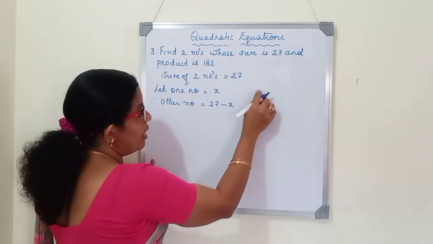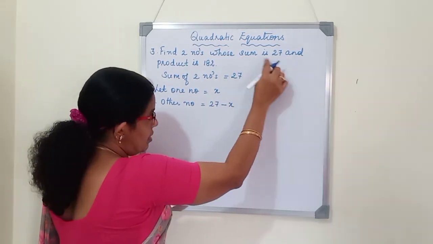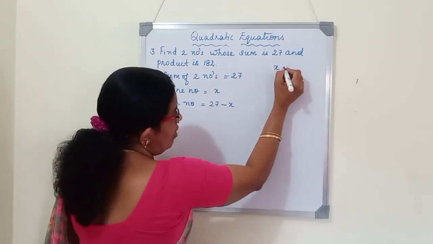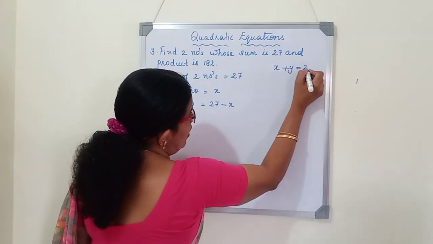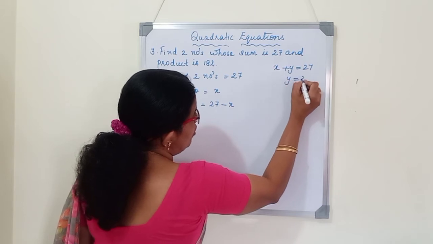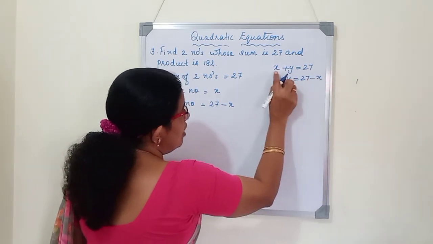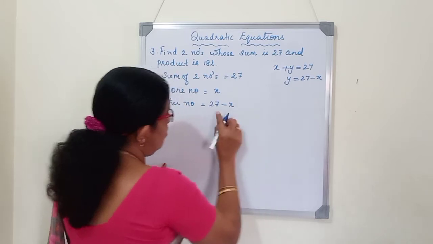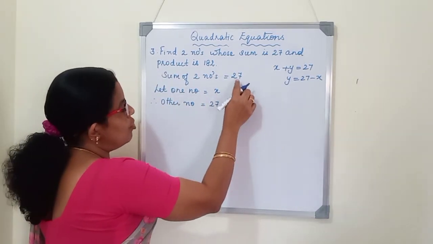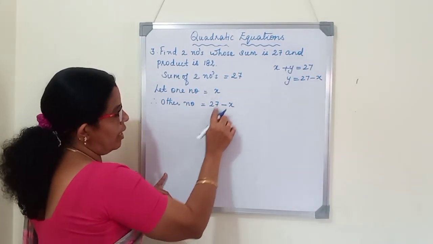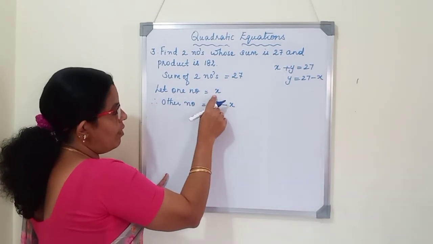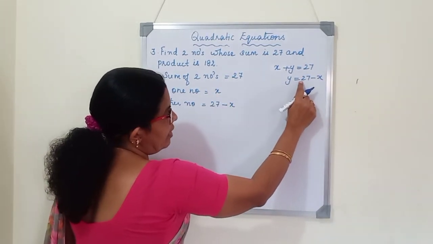When we do the pair of linear equations chapter, or a sum related to it, we can consider the two numbers as x and y and write x plus y is equal to 27. So if one number is x, the other number y is equal to 27 minus x. Here we cannot use two letters, only one letter. For those who are confused, the sum of two numbers is 27; you take one number as x or y, any variable, and write the other in terms of x.